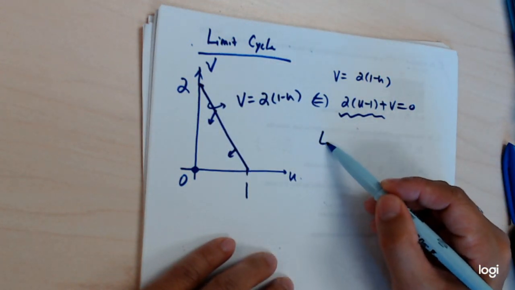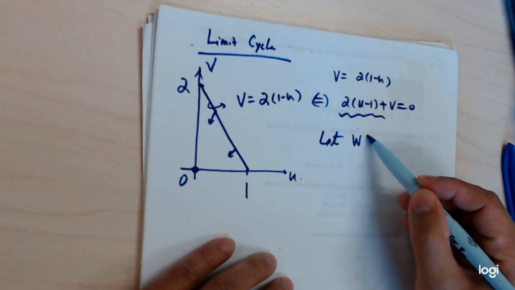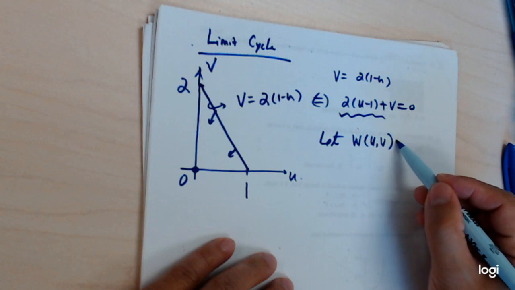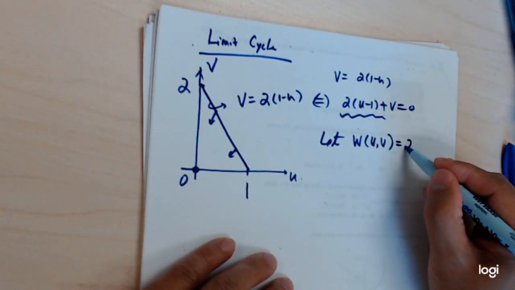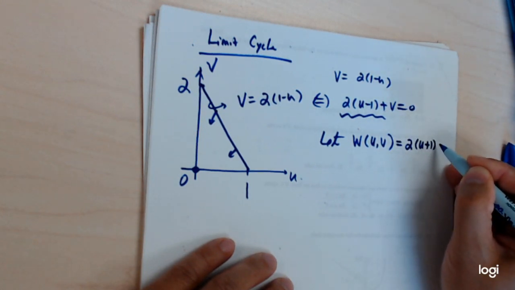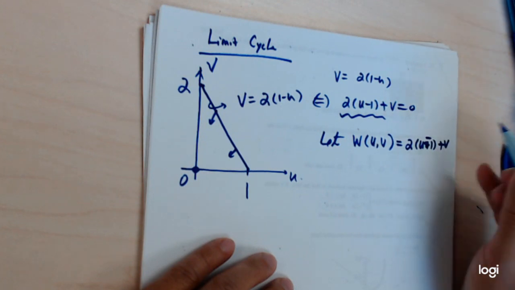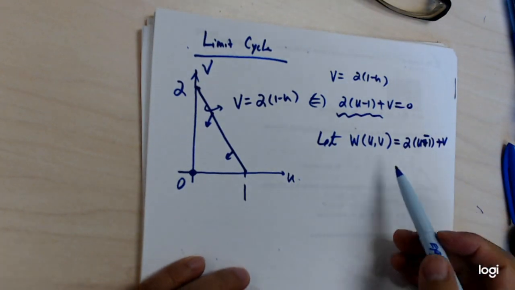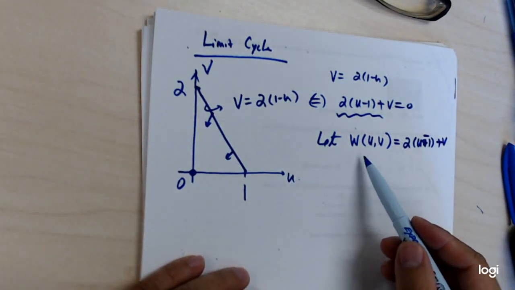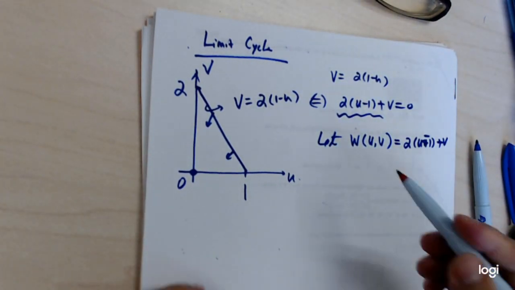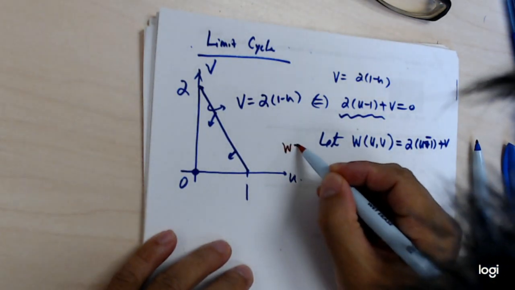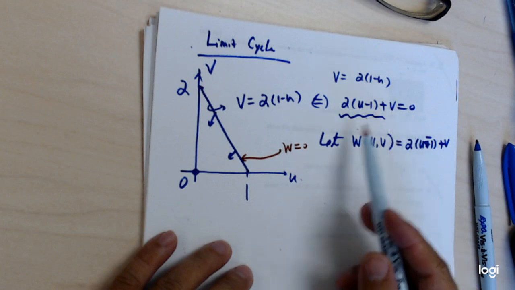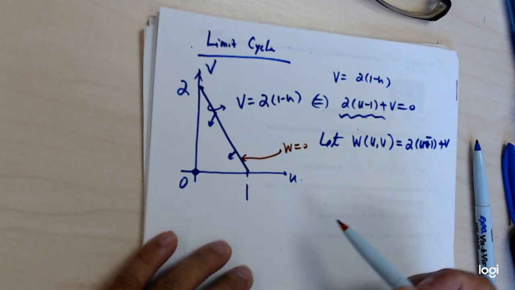I'm going to let w, which is a function of u and v, a two-variable function, be given by this. Sorry, alpha (u minus 1) plus phi. All right. Now let's take a look at this guy. Once again, w equals 0 along this straight line because this is equal to 0. Okay, that's the equation for this line.